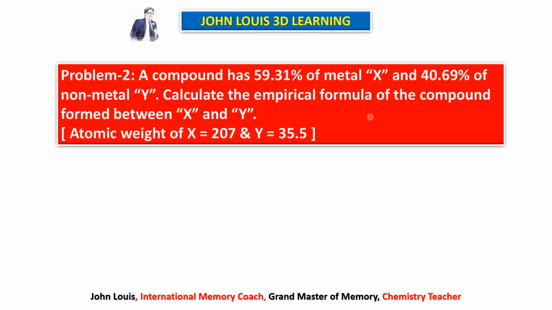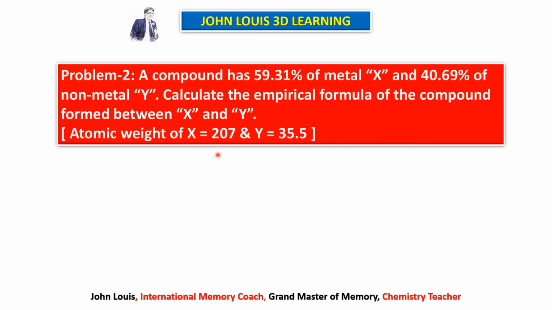So calculate the empirical formula of the compound formed between X and Y. Here they have asked us to find out only the empirical formula. They have not asked the molecular formula. But the atomic weights of X and Y are given, 207 and 35.5 respectively.